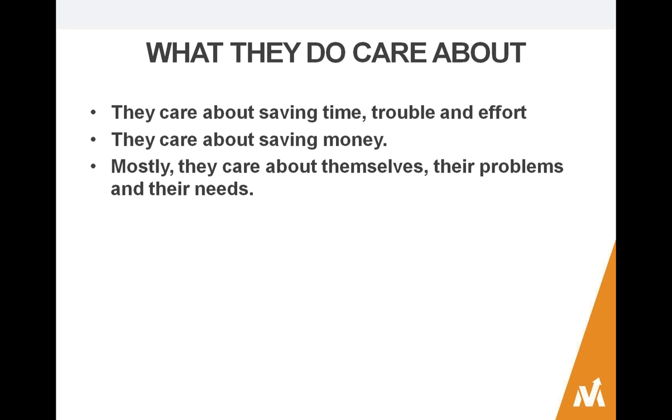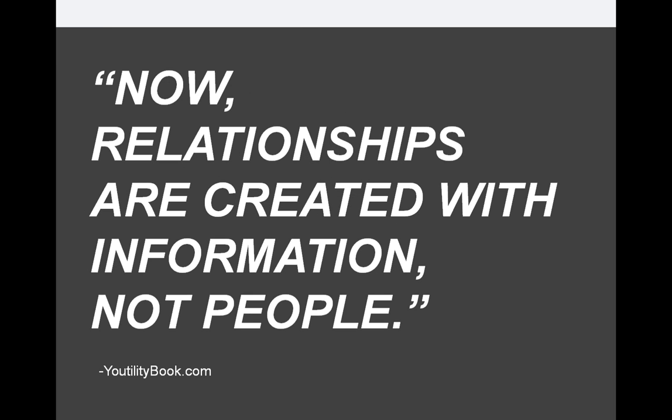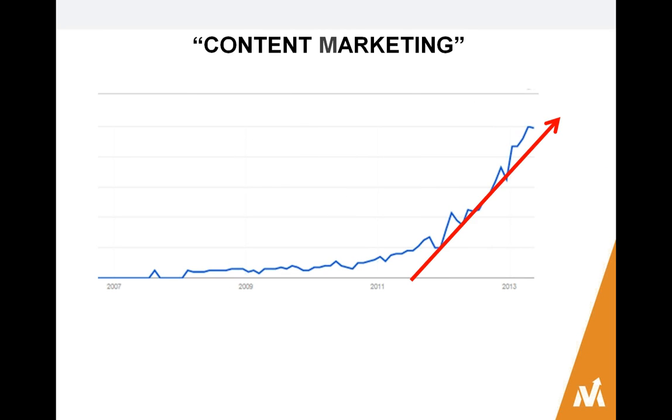So nowadays, relationships are actually created with information, not people. Content marketing is all about providing the information that people need to make decisions on their time, so it's producing useful, relevant content. Content marketing is actually a term that was developed in 2007 by Joe Pulizzi from Content Marketing Institute.